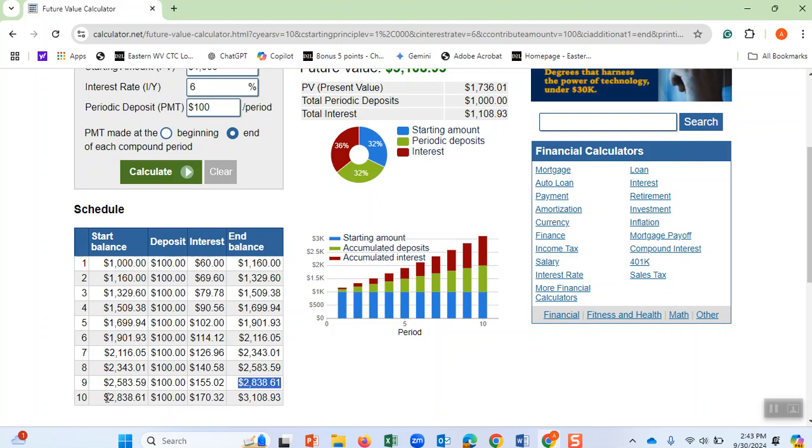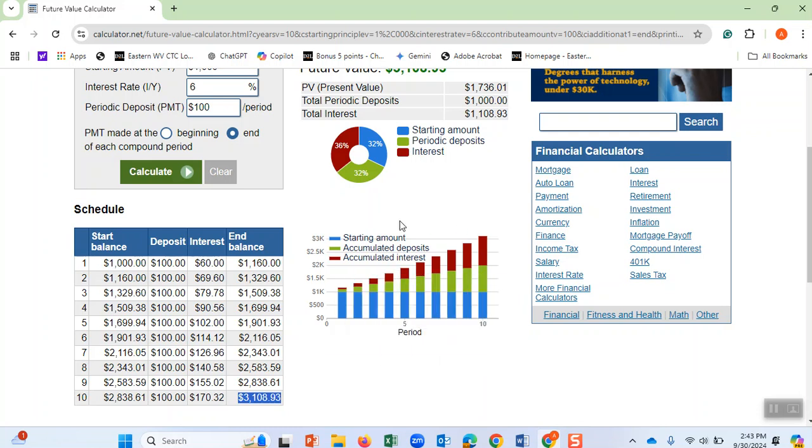And here, when January of year 10 starts, this is how much you have. You are adding $100 more to it, and you are getting interest. You see, this interest is higher than this one, because after 9 years, you have much more in your account. And 6% of this is 170. Therefore, this is the money you will have at the end of the year.